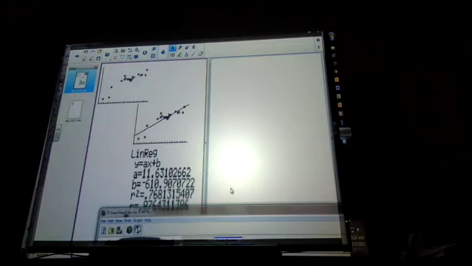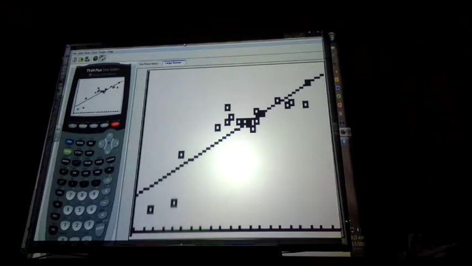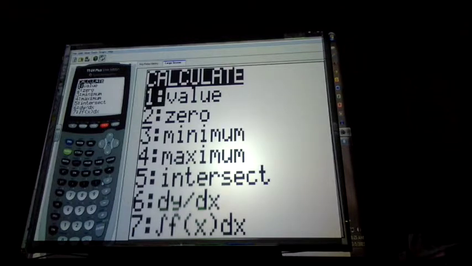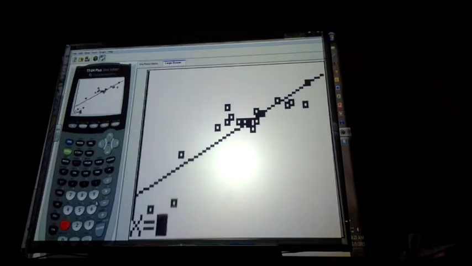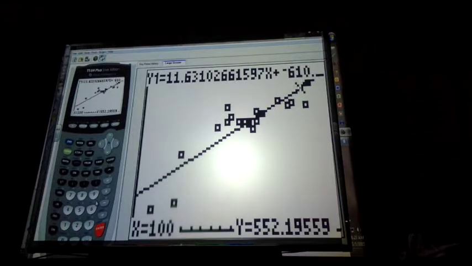Predict the number of visitors on a day that the high temperature is 100 degrees. All right, so this is using the calculator. What do I have to do in order to get there? Second, the trace button. Okay, and I want a value because we're doing a temperature. Temperature is X, right? So we're going to plug 100 in and hit enter. And it looks like we should have 552 people at the park.